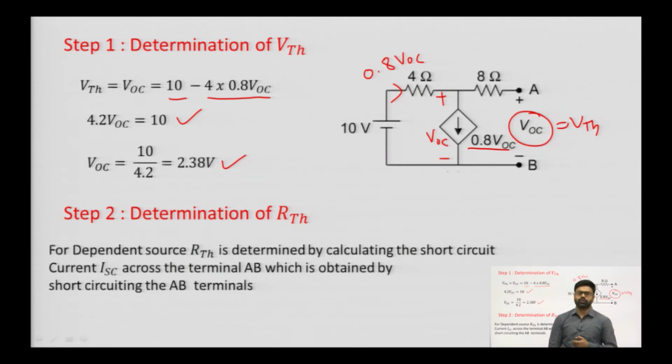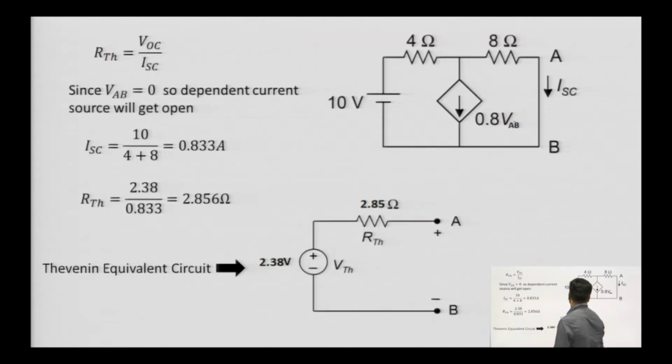Now, to find out RTH in case of a dependent source, we find out the short circuit current across the AB terminal. What we will do is short circuit this terminal and assume the current in this terminal as ISC. So, the value of Thevenin resistance will be equal to VOC divided by ISC.